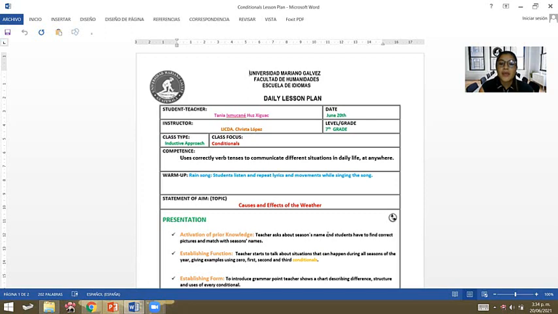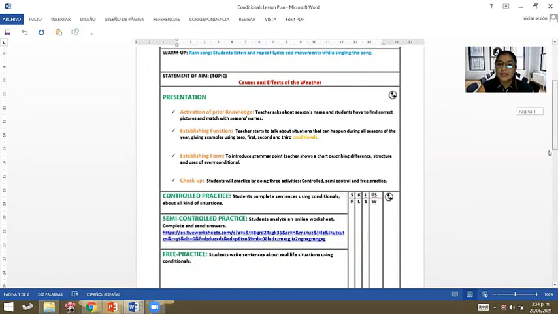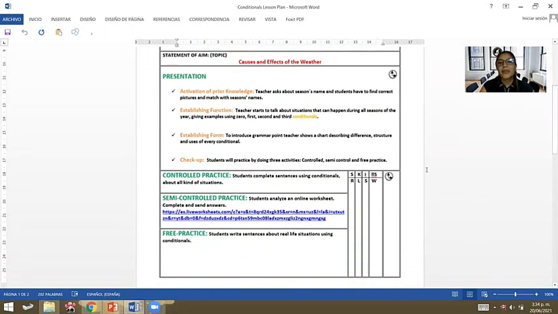In this case, I am going to present the causes and effects of the weather. Yes? So right here, we are going to start to present the content, but to present the content, we have to follow 4 steps: activation of prior knowledge, establishing function, establishing form, and the checkup.